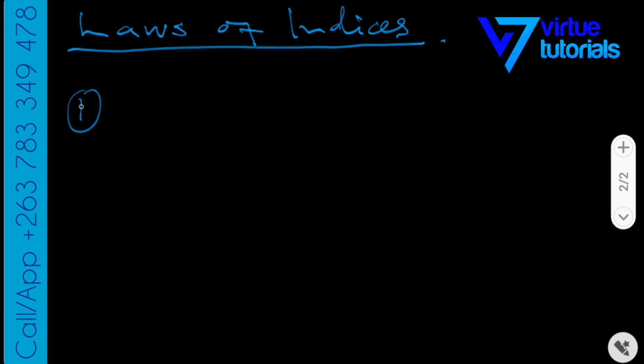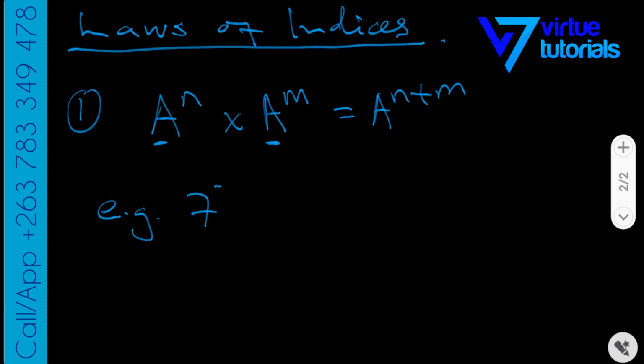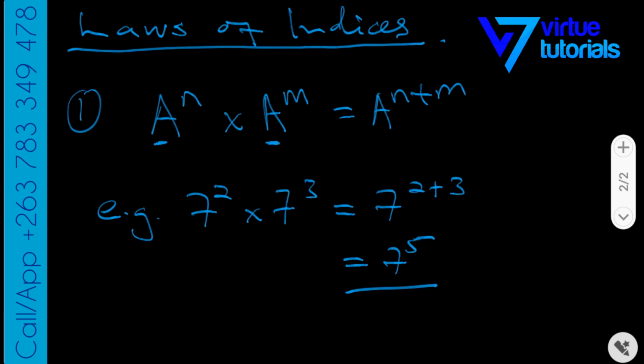Okay, so the first law is a to the power n times a to the power m is equal to a to the power n plus m. What does that mean? If I have two numbers, right, which are the same and they have powers, when I multiply them, all I have to do is add the powers. Okay? So, for example, if I have 7 to the power 2 times 7 to the power 3, this should be 7 to the power 2 plus 3, which gives me 7 to the power 5. That's my result. So that's the first law.